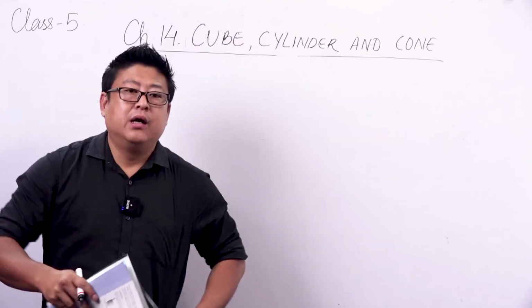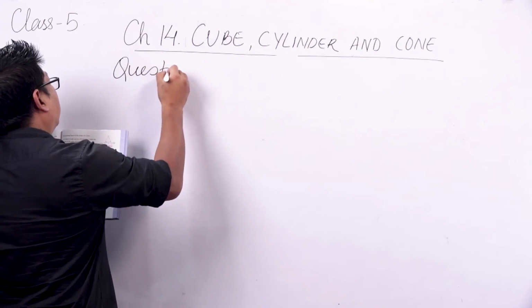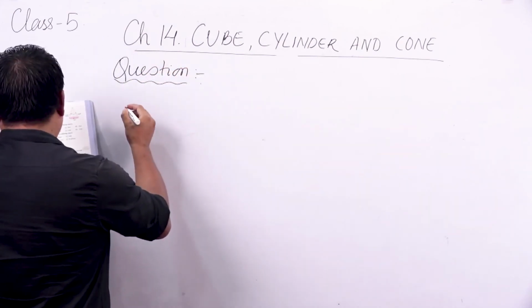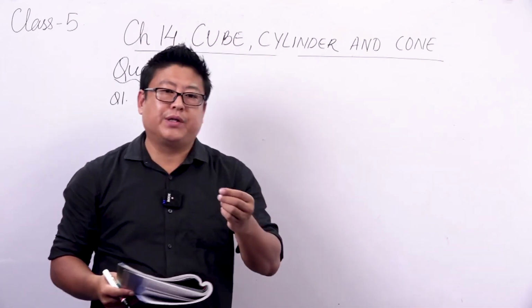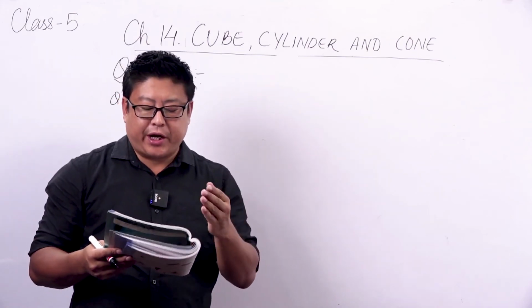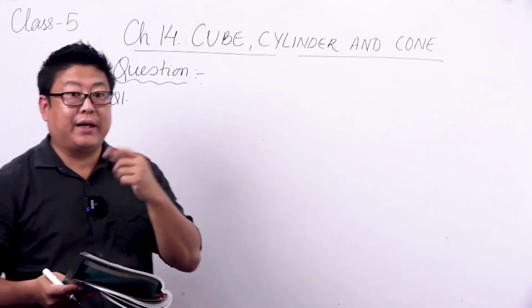Okay, children? So let's look at the question time. This is a very easy chapter. Please turn to page number 137. The first question. I will just read the question and we will write the answers only. Identify the 3D shape of each of the following objects. So they have given us some objects. We have to identify the shape.